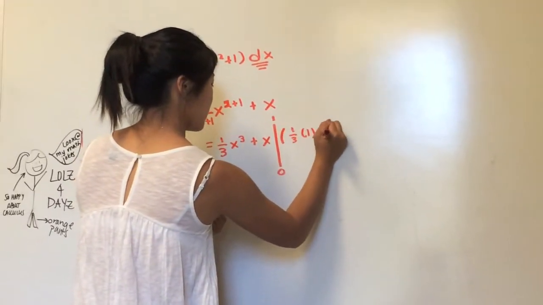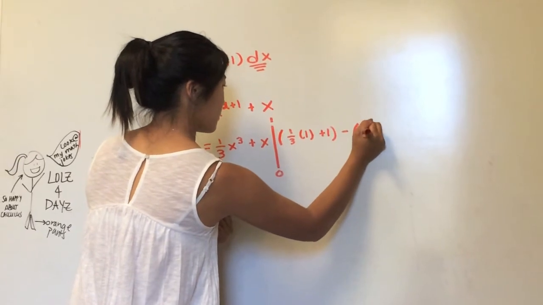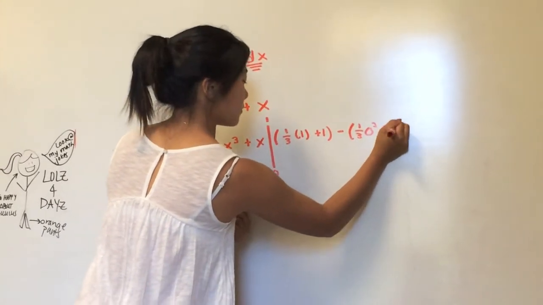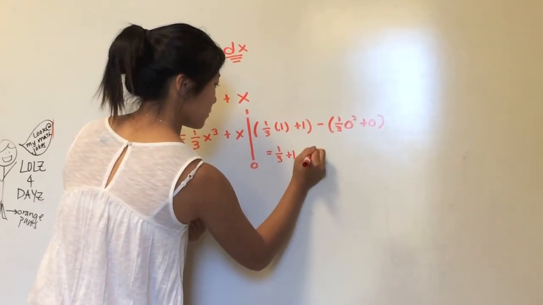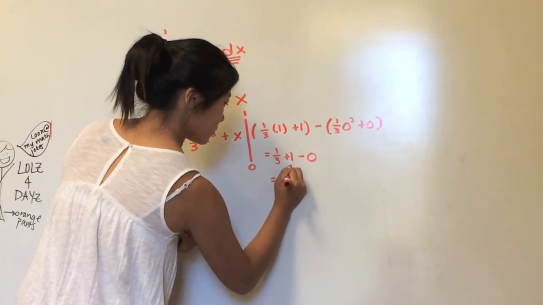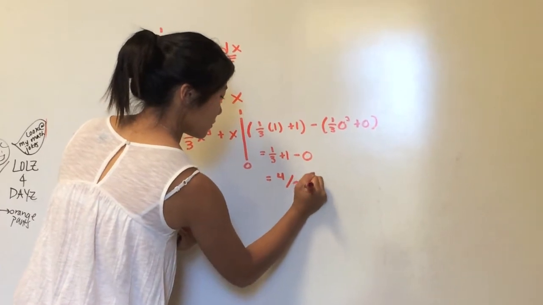Set that from 0 to 1, and plug in 1 to the antiderivative, and subtract that by the antiderivative with 0 as your x. After you subtract all of that out, you're going to get 1/3 plus 1 minus 0, which is going to give you 4/3.